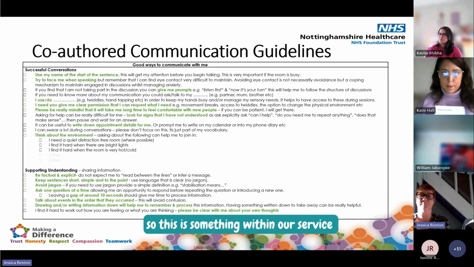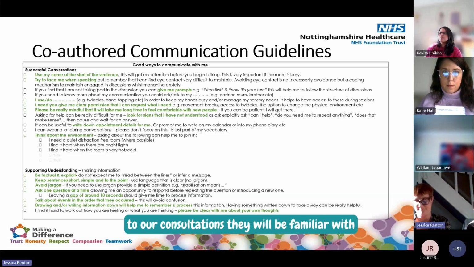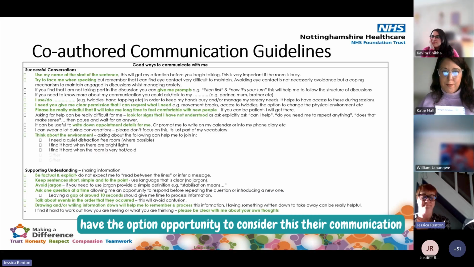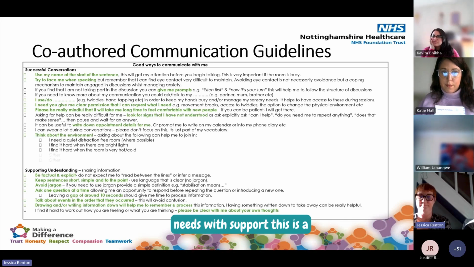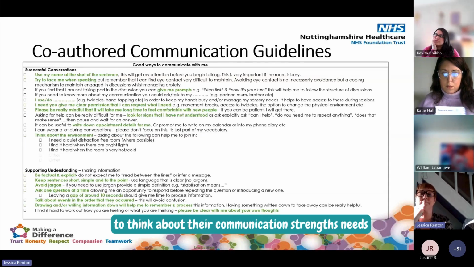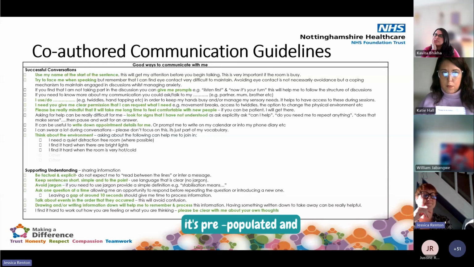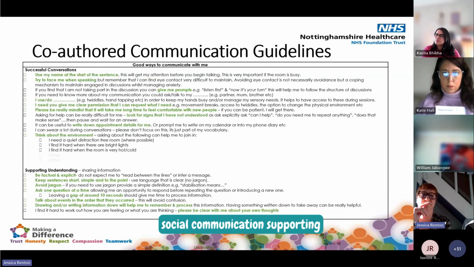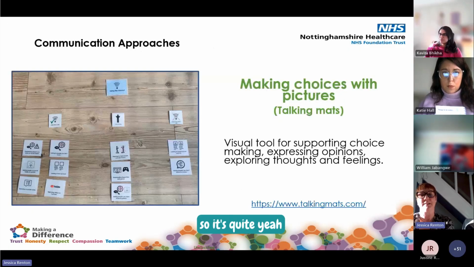So this is something within our service that we offer. If people have been to our consultations, they will be familiar with it. Feel free to jump in, Jess. But very few people have the opportunity to consider their communication needs with support. This is a document that we have created. It's a co-authored communication guidelines tool that clinicians can use to support structured conversations with people they're working with, to think about their communication strengths, needs, and support strategies. It's pre-populated within the different areas. If it applies, keep it in. If it doesn't apply, you can take it out. They're all broken down into social communication, supporting understanding, and supporting expression. It really does seem a positive, has really good feedback, and is quite easy to use.